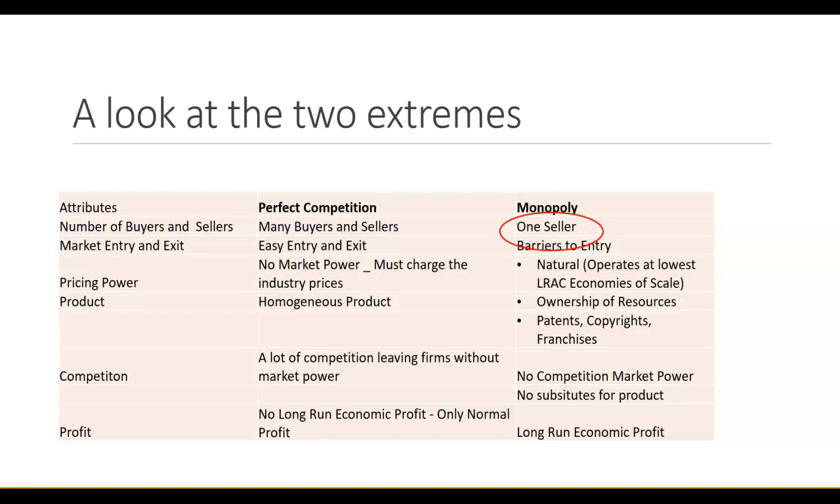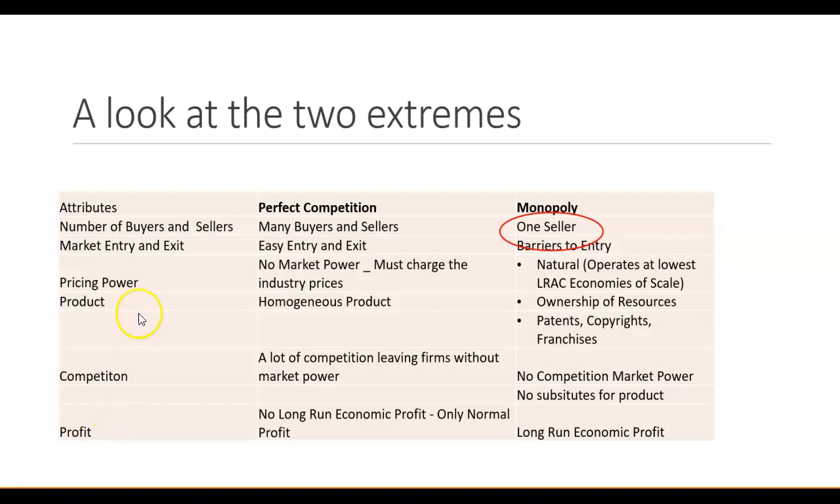Some of the attributes that we consider are number of buyers and sellers, market entry and exit. Recall that means how easy it is to open up a business or to close the business. We talk about pricing power, which means market power. We also consider whether the product is homogeneous or heterogeneous, the type of competition that the firm faces, and the type of profit they can expect in the long run.